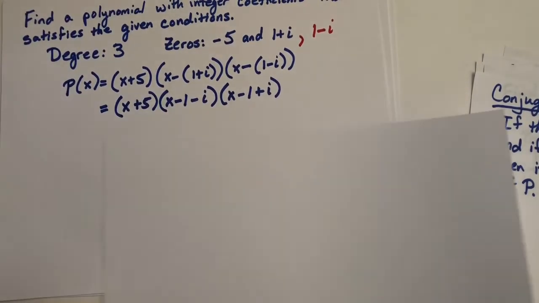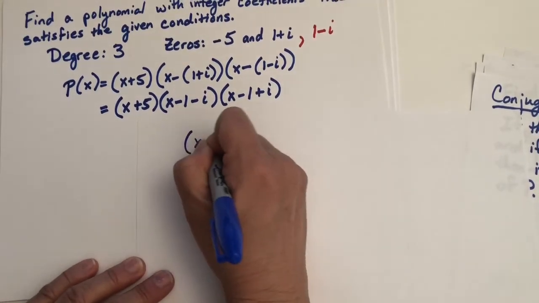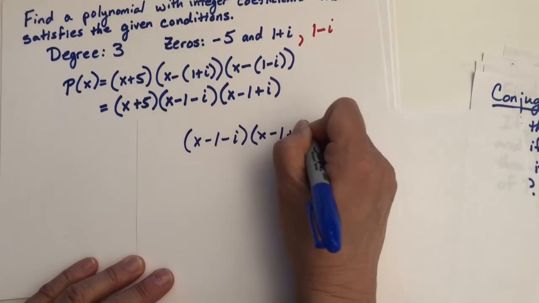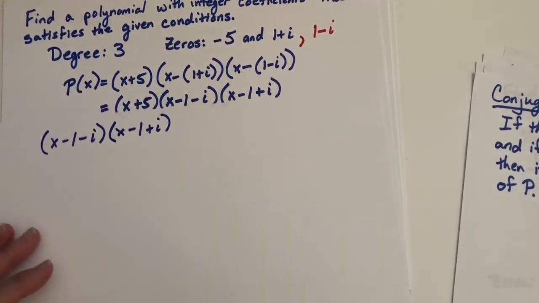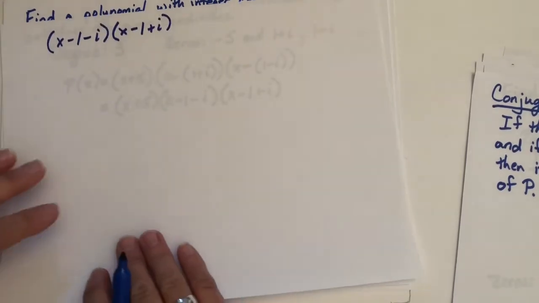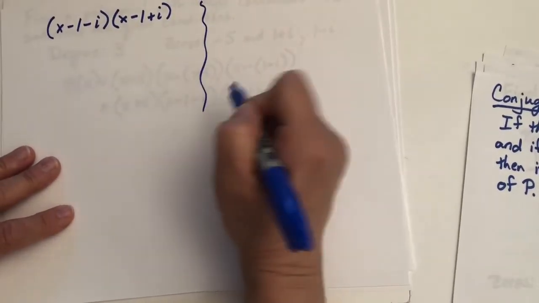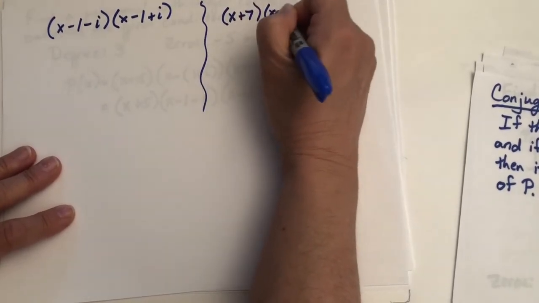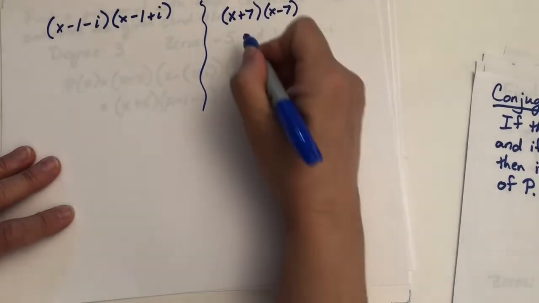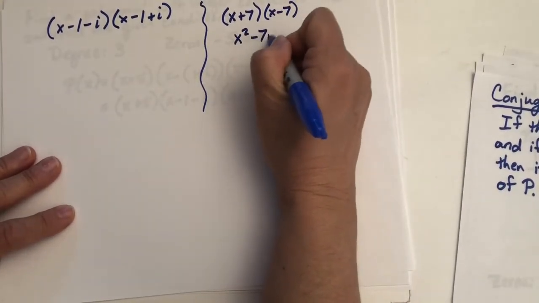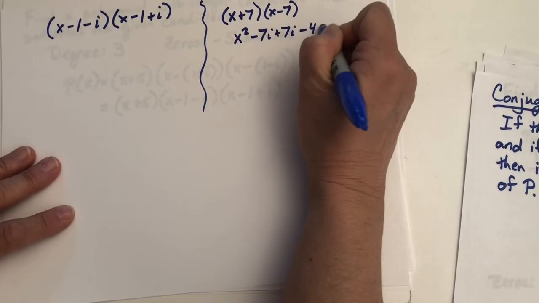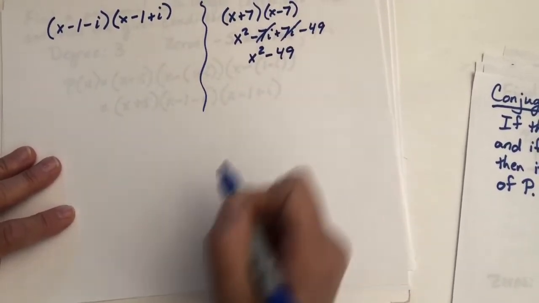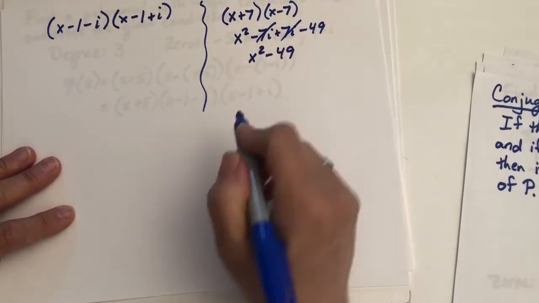So the goal being to multiply x minus 1 minus i by x minus 1 plus i. So let me remind you about this. We'll come back to the problem. If we're multiplying conjugates together, like x plus 7 times x minus 7, we would have x squared minus 7x plus 7x minus 49, and those middle terms drop off and we get x squared minus 49. So often we don't even bother writing those middle terms.